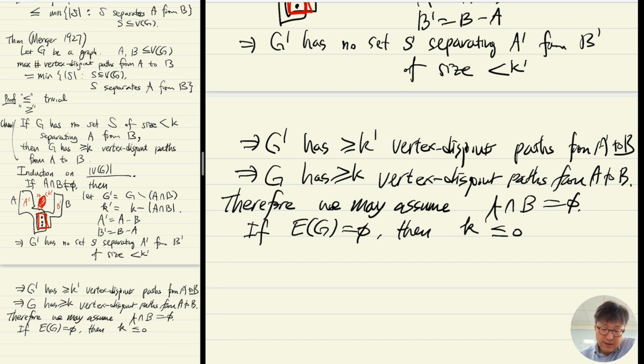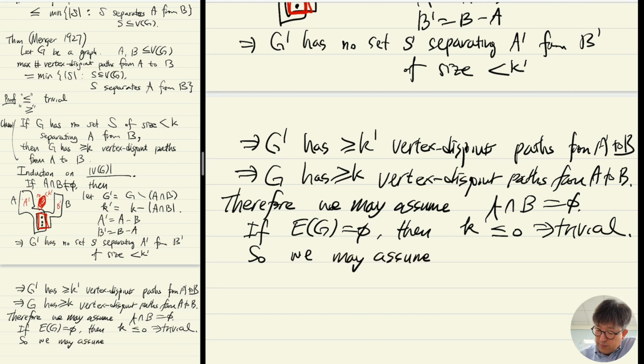So if K is at most 0, then it's trivial, right? Then you must have a K vertex disjoint path, so then it's trivial. So we may assume that the set of edges is non-empty. Okay, why not? So let's pick one edge.